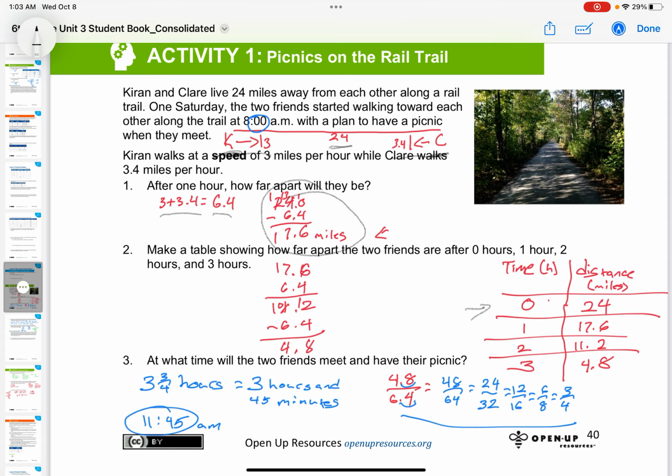Then after 2 hours, well, they've walked another 6.4 miles. So we subtract 6.4 from 17.6, and we get 11.2. And then we subtract 6.4 from 11.2 and we get 4.8. And so there's our table.